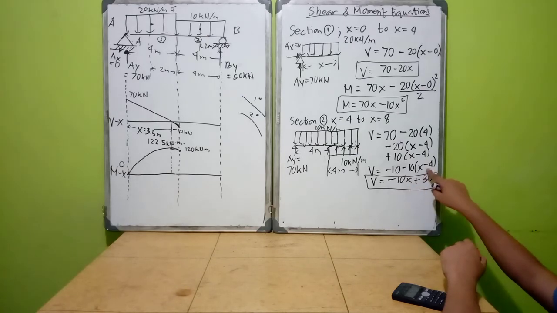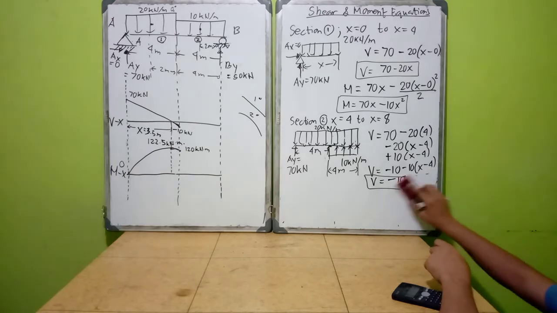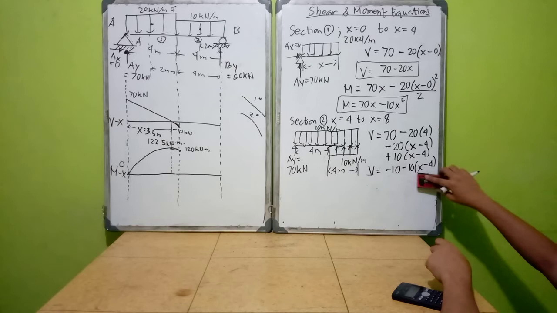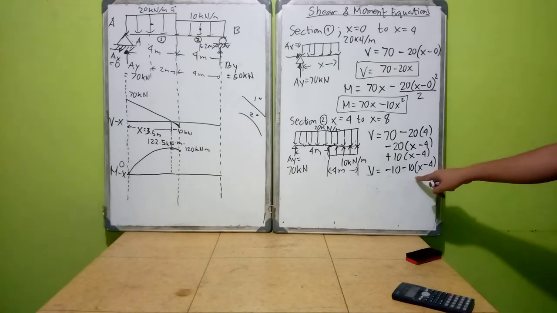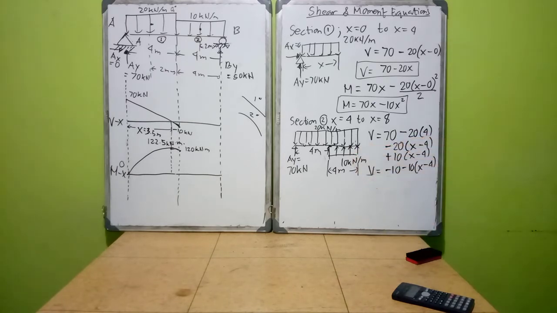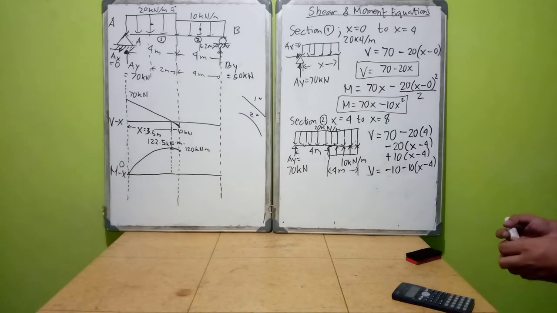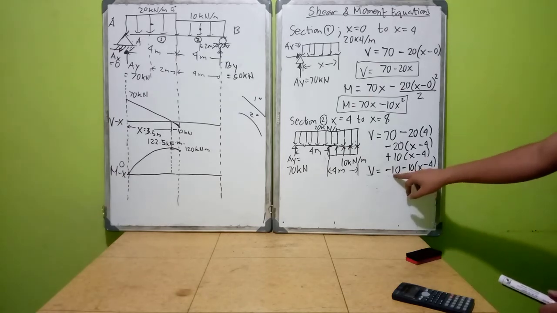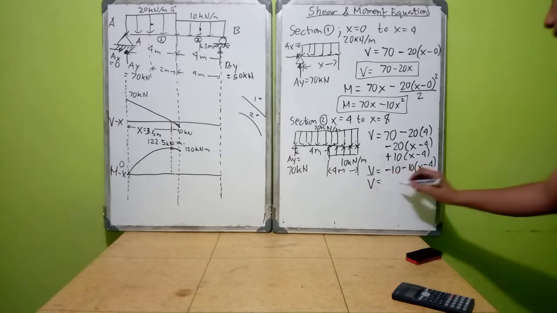Okay, negative 40. Okay, so are we getting the right value? Negative 80 plus 10 is negative 10. Okay, we have negative 20 x minus 4, since we start at 4 to 8, and also we have an upward force 10 kilonewton to counteract that one. So we have negative 10, positive 40. Okay, it's correct.